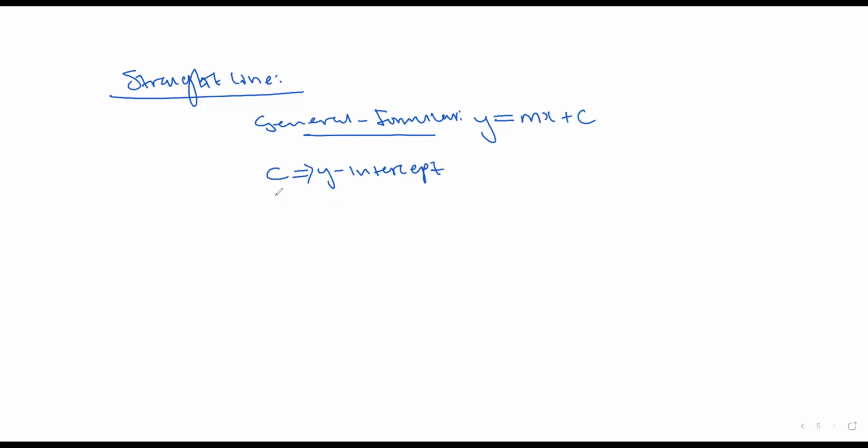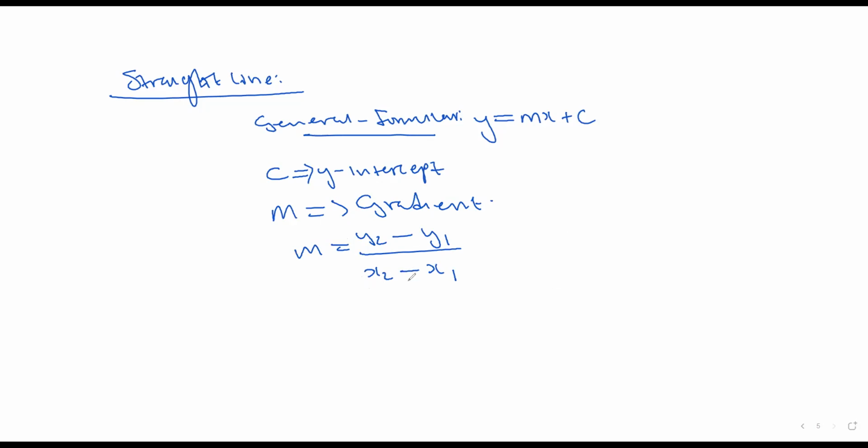So c is always our y-intercept. Our m is always what? Our gradient. And we know that the gradient is always equal to y2 minus y1 divided by x2 minus x1. That is our gradient.